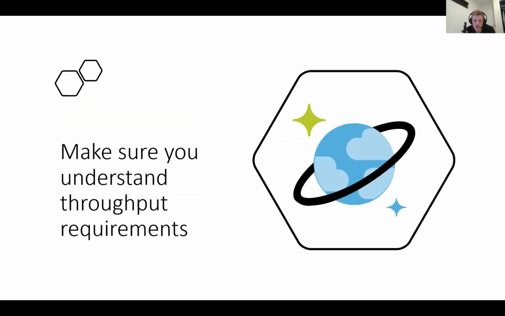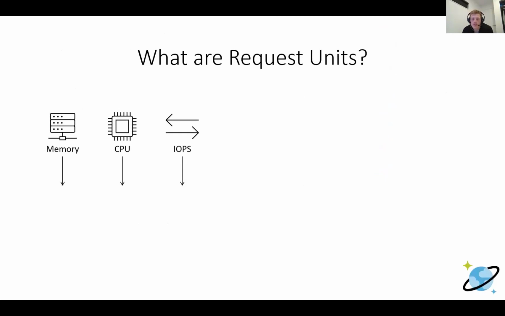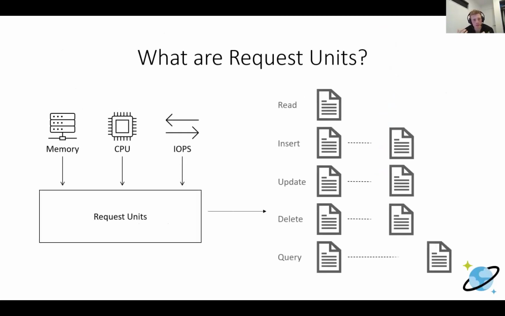Cool, so we've talked a little bit about data modeling, we've talked a little bit about partitioning, and now this is a real pain point for new developers: making sure that you understand your throughput requirements. This is really, really important, not just in terms of performance, but this is where you start to get charged money. So just to take a step back and explain what request units are. In Cosmos DB, you pay for the throughput that you provision and the storage you consume on an hourly basis.